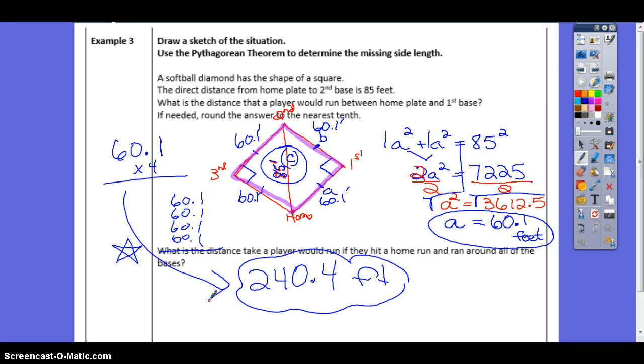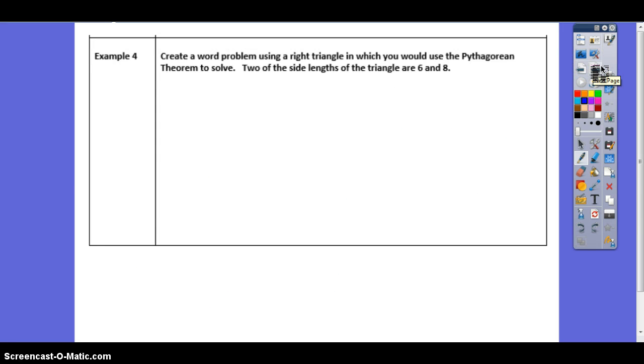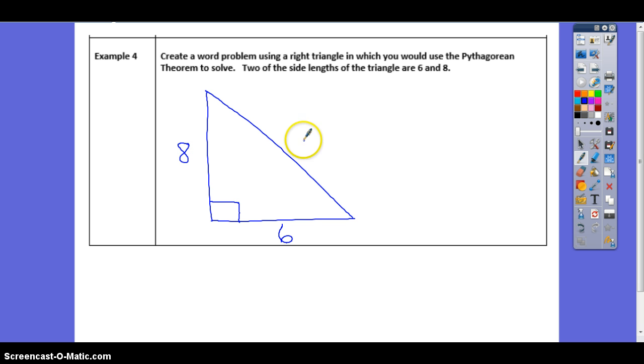The last one. Draw it. You have a triangle, a 90-degree triangle. Put your 90-degree in there. It says create a word problem using a triangle in which you would use the Pythagorean theorem to solve. Two of the side lengths of the triangle are 6 and 8. Which two do you want to be 6 and 8? A and B. I figured so. So this one will be 6. This one will be 8. This will be our C.